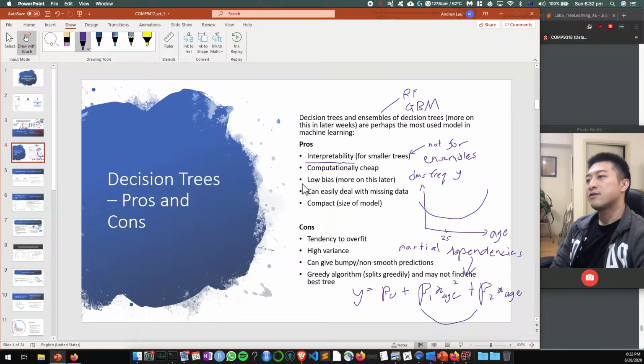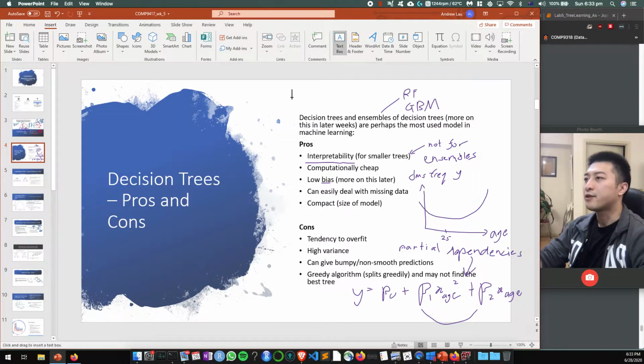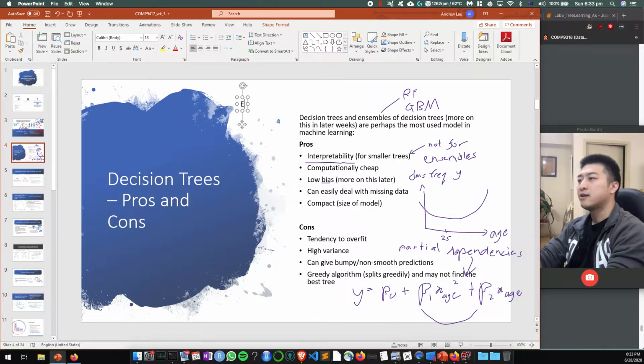Cool. Yeah, right. So the other thing about your decision tree is that it's a low bias model. So remember, your sources of error, just at a very sort of hand wavy level.